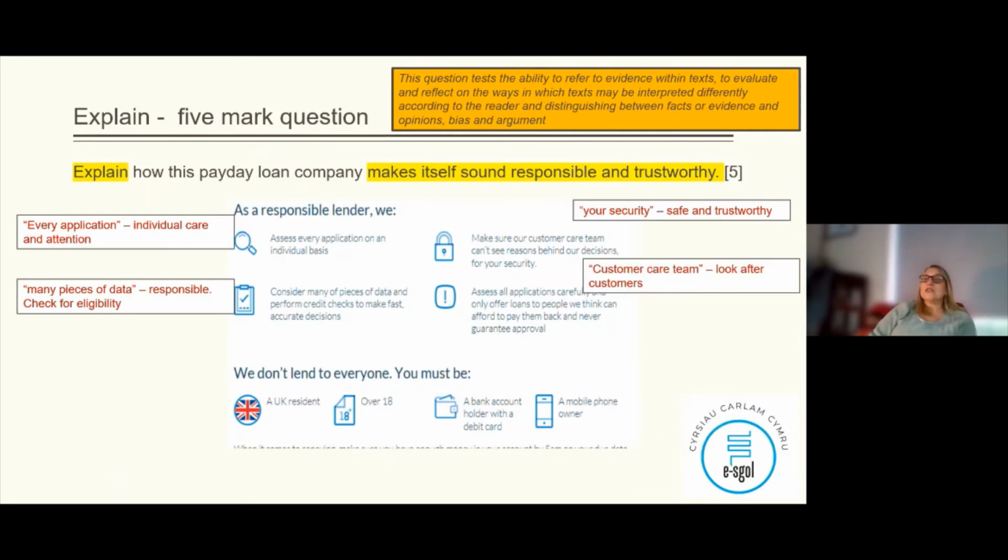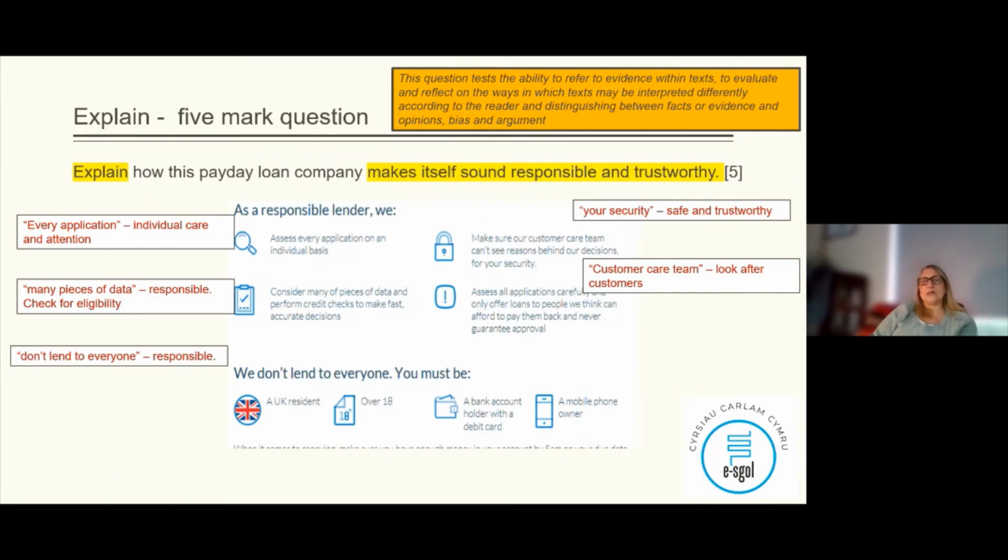And then they have a customer care team, which shows again that they're trustworthy and responsible because they look after their customers. So we could use the fact that they have a customer care team as one of our points. And then the final one I've written there, we don't lend to everyone. The fact that they don't lend to everyone makes them responsible because they wouldn't lend to people who they haven't done checks on, or they aren't a UK resident, or they're not over 18. So all of these things are taken into consideration. Okay, so that's how I would annotate a text.